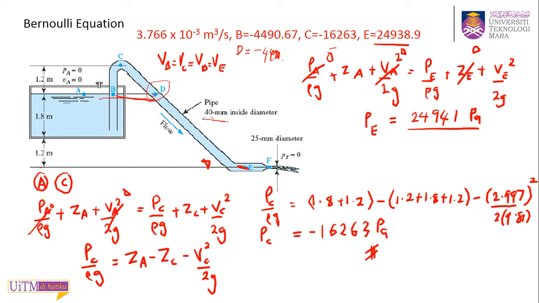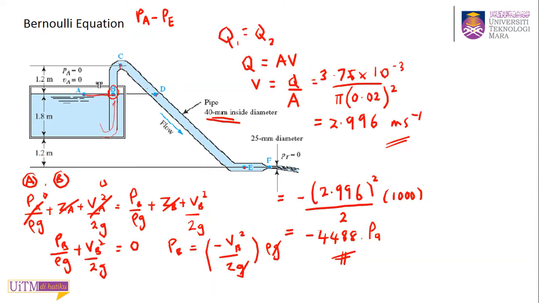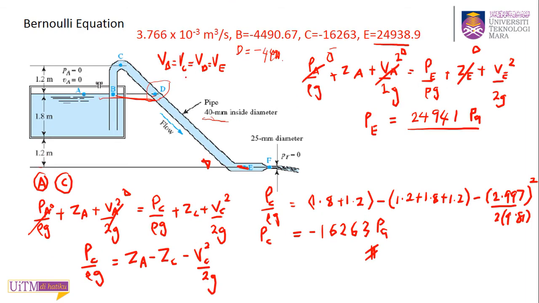Okay, maybe some of you take 2.99, or some don't take 3, so the answer may be different, but all of them are correct. Okay, so understand again why the velocity at B, C, D and E is the same, because it is the same pipe. You already found your velocity through this continuity equation. So that's why the velocity at points B, C, D and E is the same.